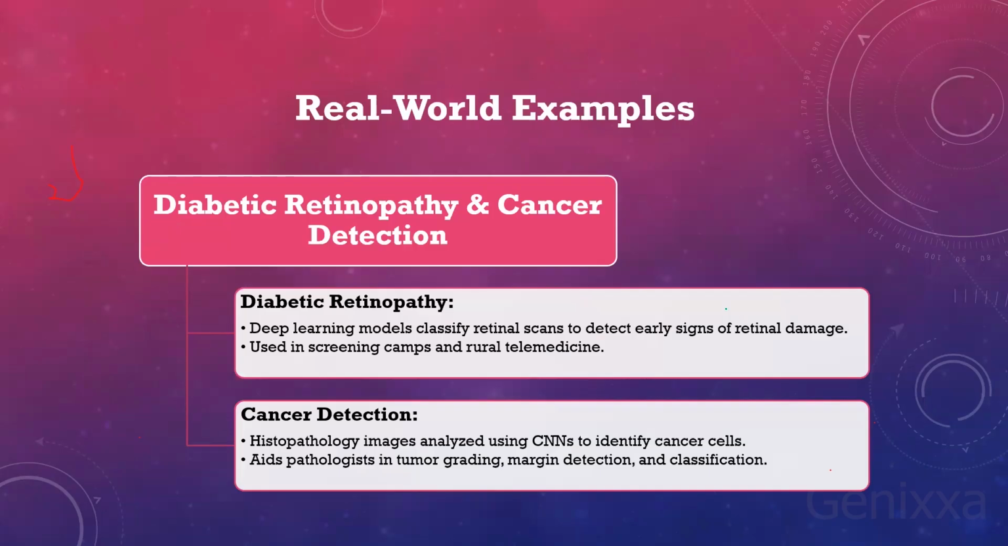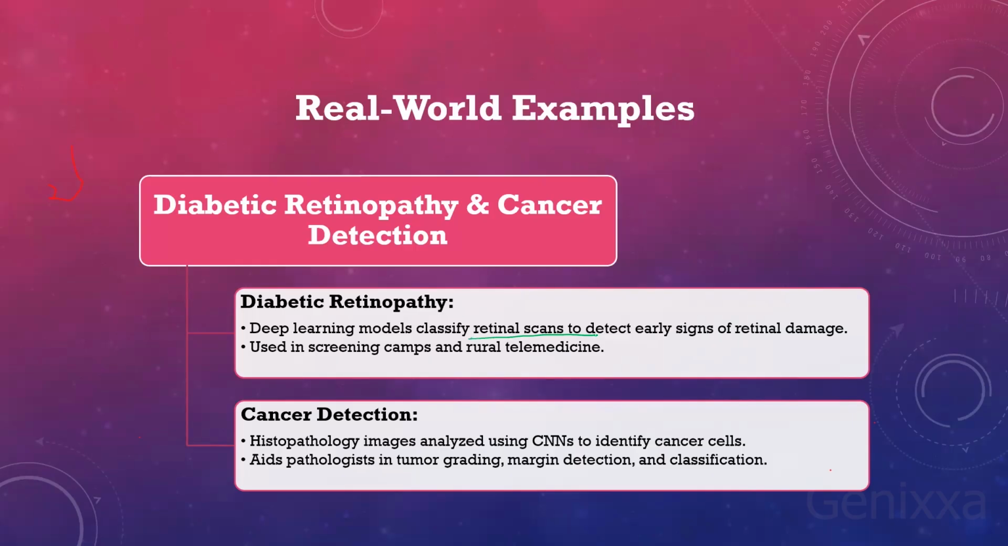Similarly, we can talk about diabetic retinopathy or cancer detection as well. For this, several deep learning models can be utilized to classify retinal scans to detect early signs of retinal damage. And at the same time, they can be used in screening camps or rural telemedicine easily to make quick decisions for those who are suffering from certain kinds of issues.